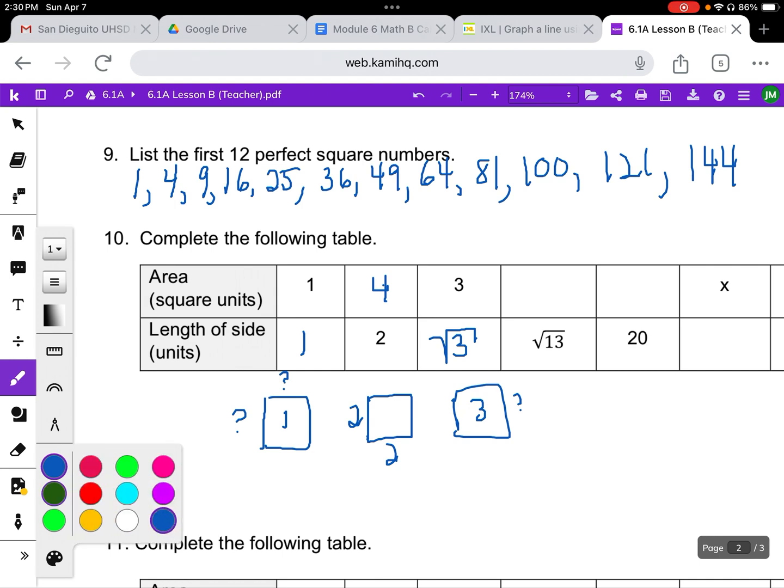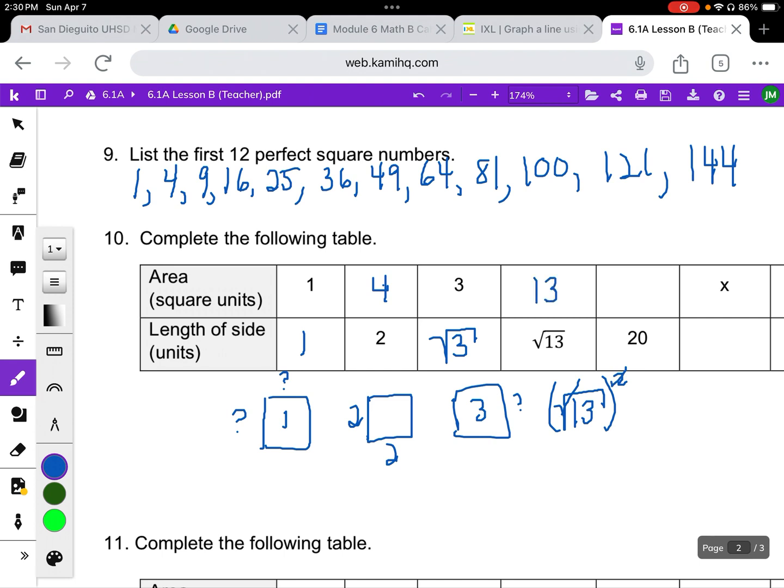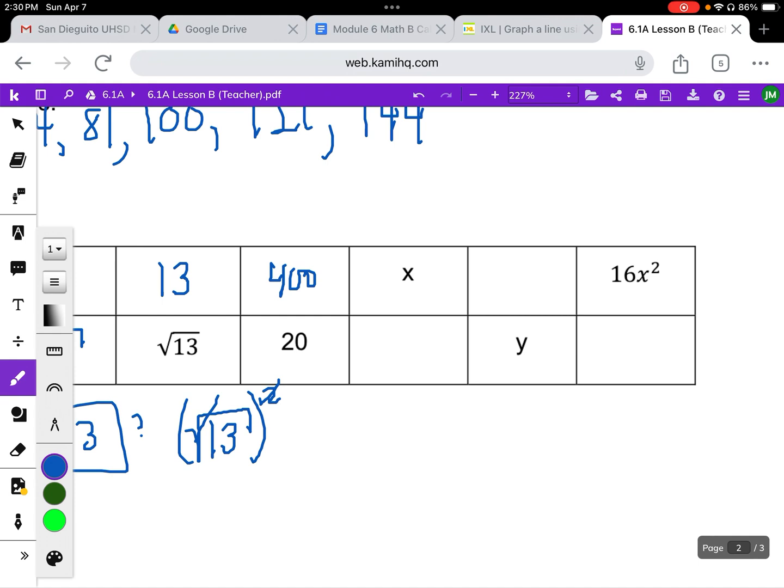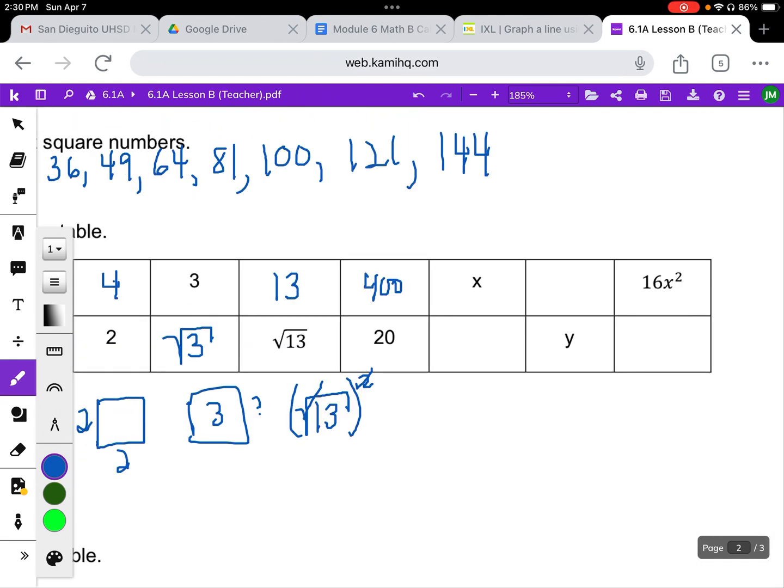Square root of 13, well, if a square and square root are inverse operations, and we take this, and this is our side length, remember, and we're multiplying it times itself, or squaring it, these are going to cancel, and we're going to be left with 13. You can also look at the last problem to get an idea of where we got that. Side lengths of 20. 20 times 20 is 400. This is area of x, so that would mean that the side length is square root of x.